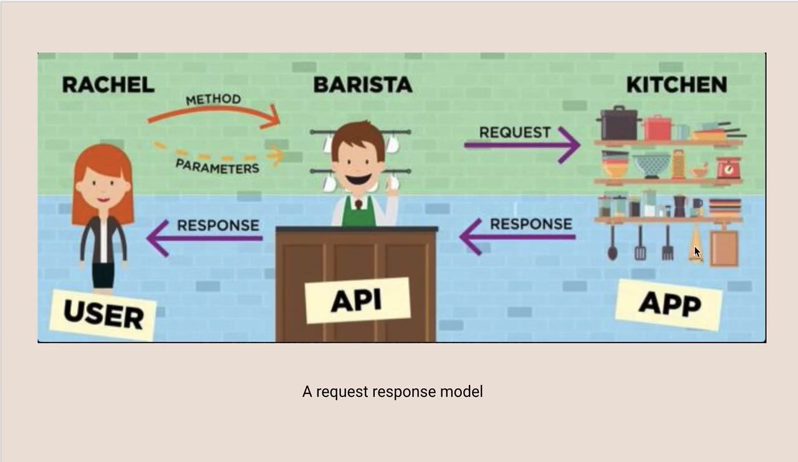So the kitchen, while it's preparing the special coffee with different parameters, these two can keep on being in a connection. So once this coffee is done, the app or the kitchen sends the response back to the barista, and the barista sends the response back to the user. So the barista sends the coffee to Rachel. So this is how a simple request response model works on the HTTP front in a simple coffee shop manner.